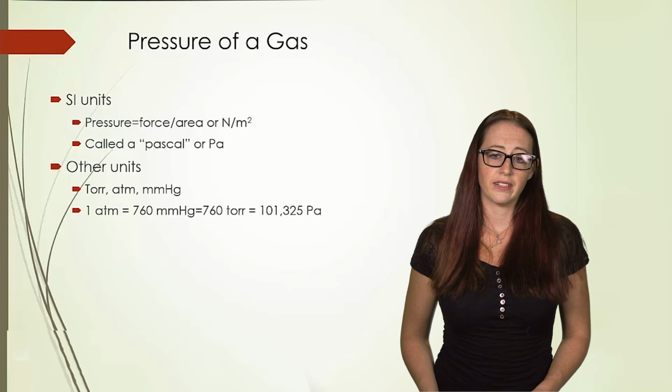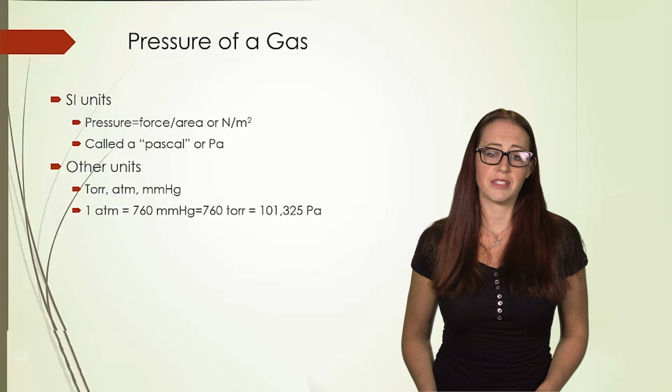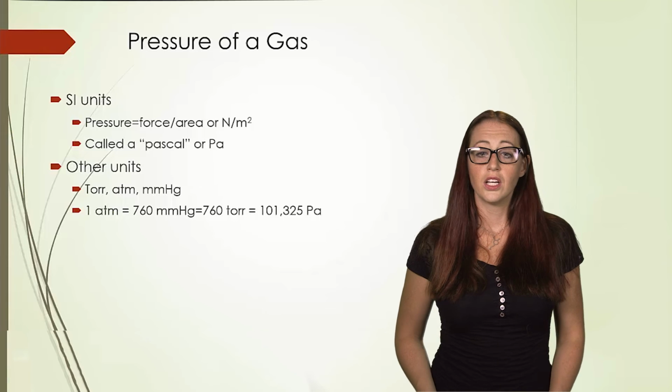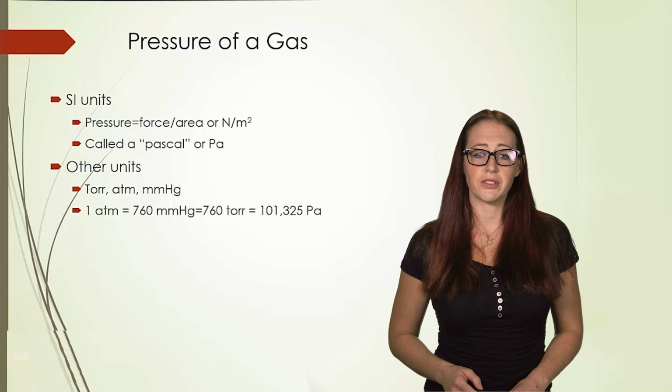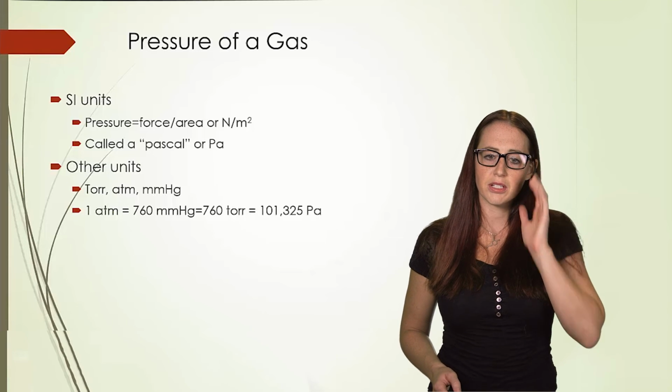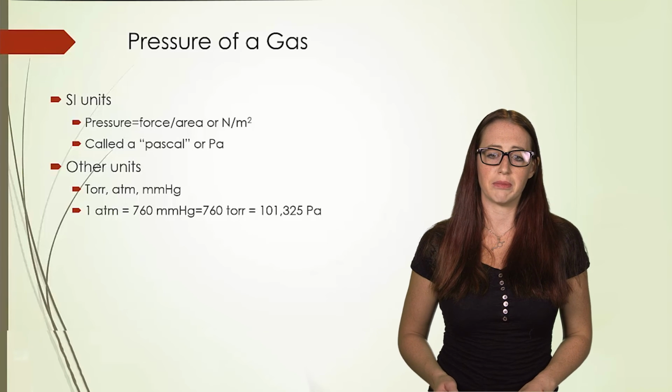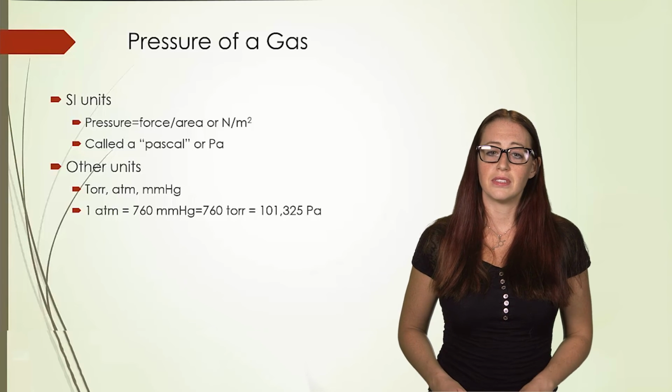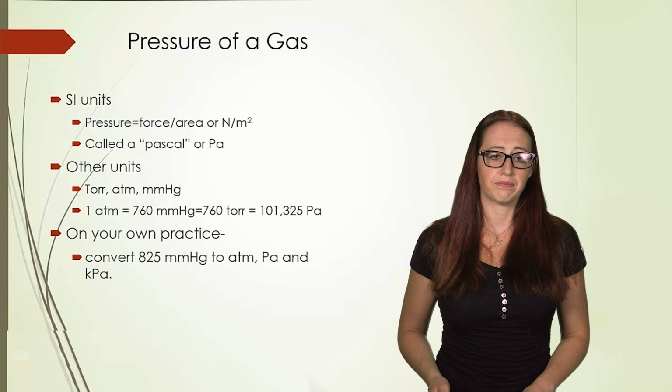1 atmosphere, as you might expect, is approximately the atmospheric pressure at sea level. 2 other units that we use are millimeters of mercury and torr. These are both effectively the same, but you'll see them written both ways. Now, let's look at where the measurements come from.